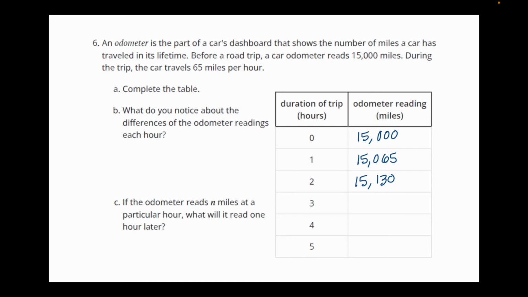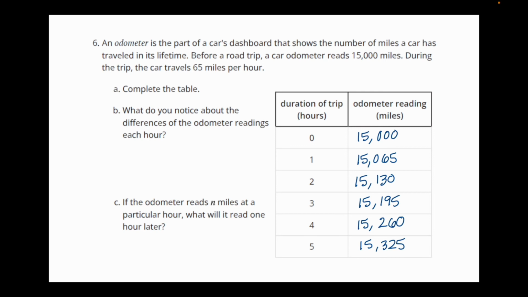If we drove 3 hours, we would have 15,195. If we drove for 4 hours, it would be 15,260. And then if we drove for 5 hours, it would be 15,325. Okay, so that was part A. They just wanted us to complete the table.